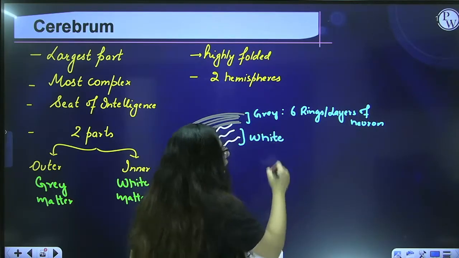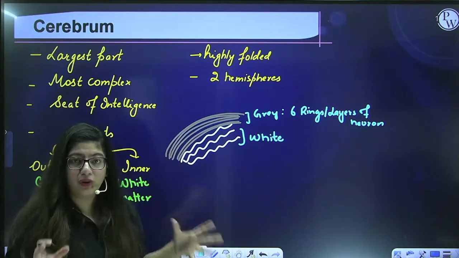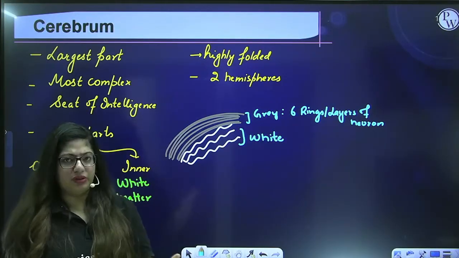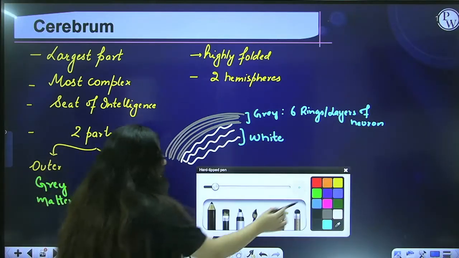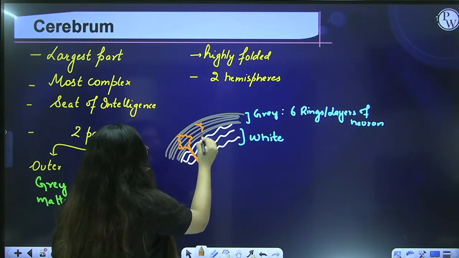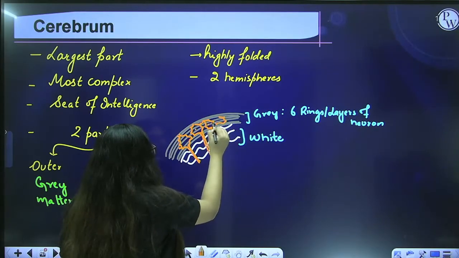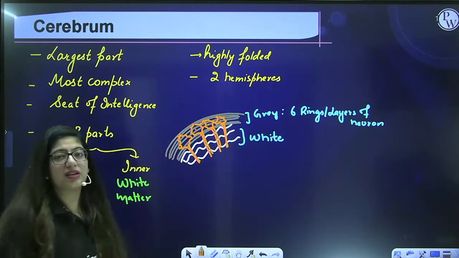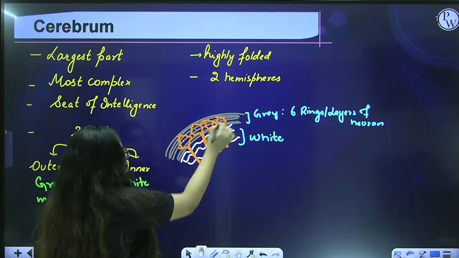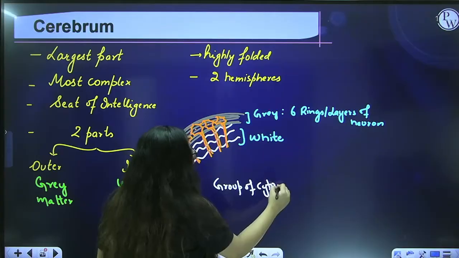Now, why is white white and gray gray? The reason is, for example, you have a collection of neurons in the brain, because the brain is part of the nervous system and is made up of neurons. Now imagine this is your neuron. This is how neurons are, right? The gray matter contains all the cyton, and the group of cyton in the central nervous system is known as nuclei. What do you call it? Nuclei. So the group of cyton is known as nuclei.